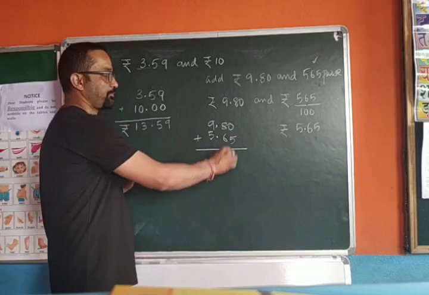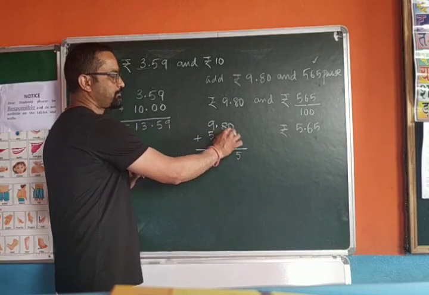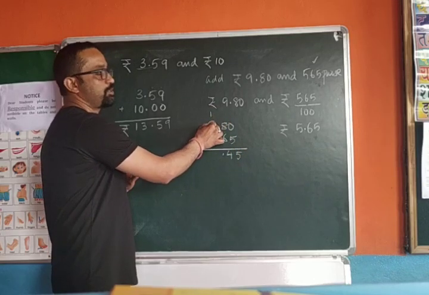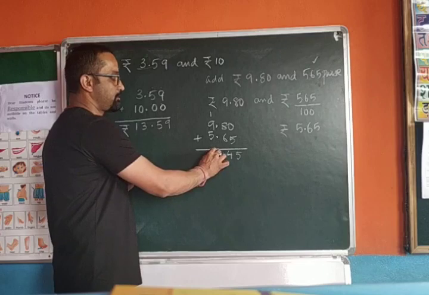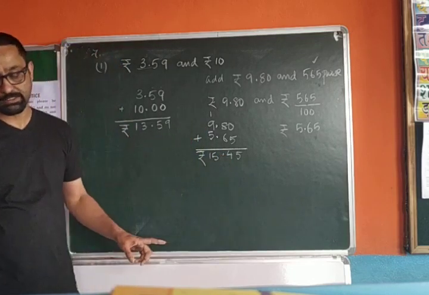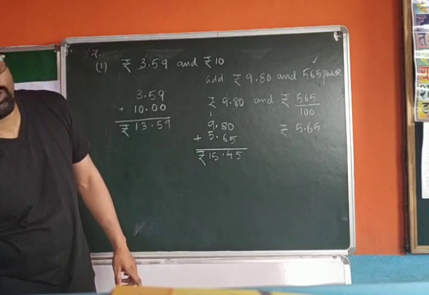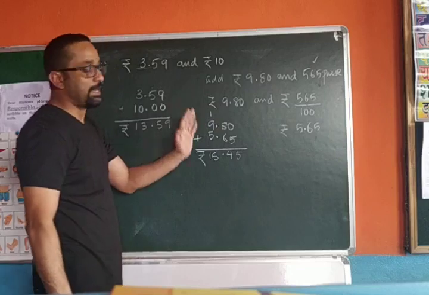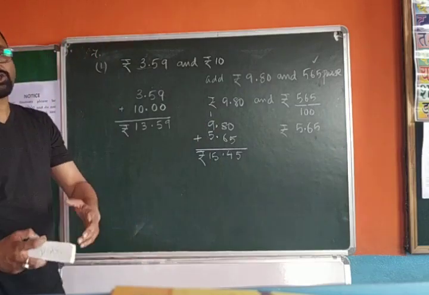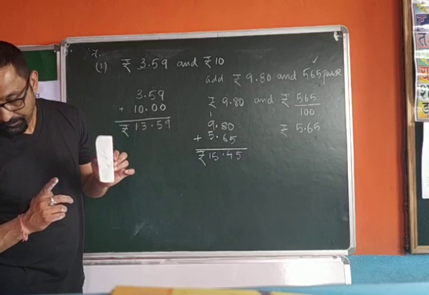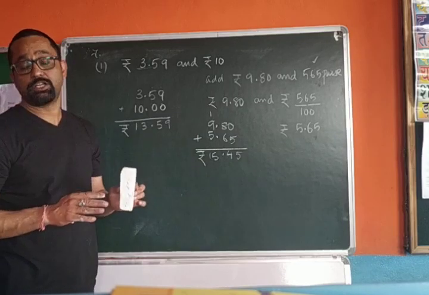Add it up. 5, 8 plus 6 is 14, 1, 9 plus 1 is 10, 10 plus 5 is 15. Then you have to write down the unit as rupees. You have to write rupees because we are converting paise into rupees and adding up. That is the instruction given in the question: add, giving answer in rupees.